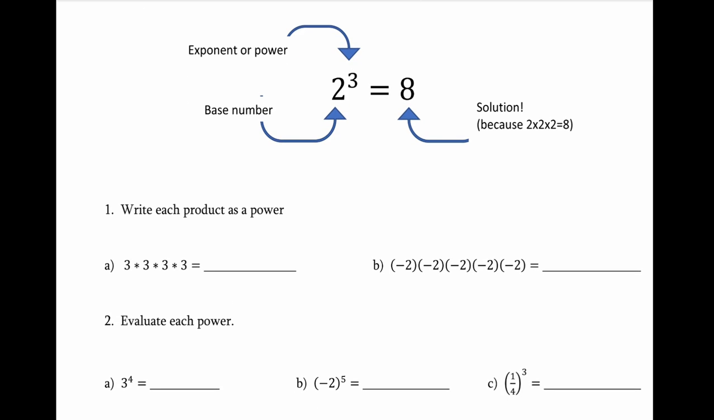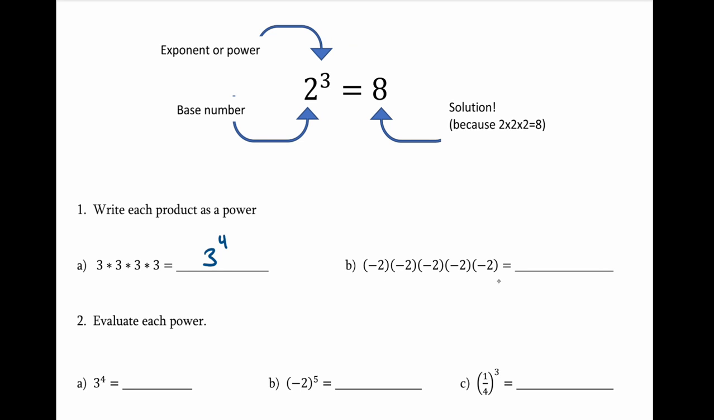So what we want to do in part 1 is write each product as a power. So in this case, we see that 3 is being multiplied multiple times. So 3 is going to be my base. And then how many times it's multiplied is going to be my exponent. So in this case, there's 4 of them, so it's going to be 3 to the power of 4.